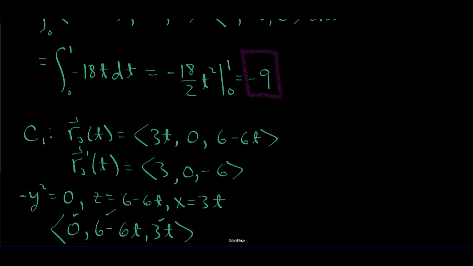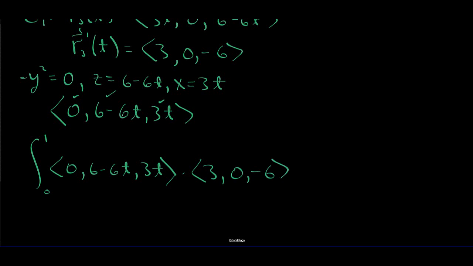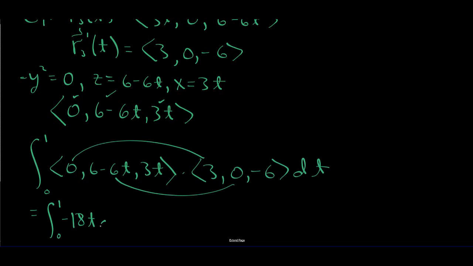And now we're ready to set up our integral. So here we go. We've got the integral from 0 to 1. And this is going to be 0, 6 minus 6t, 3t. And I'm going to dot that with 3, 0, negative 6. Now, let's see what happens. This is 0, this is 0, and we just get 0 to 1, negative 18t, which is negative 9t squared, which is negative 9.